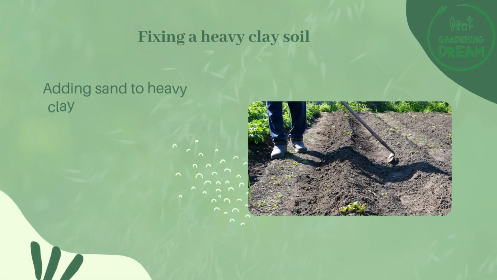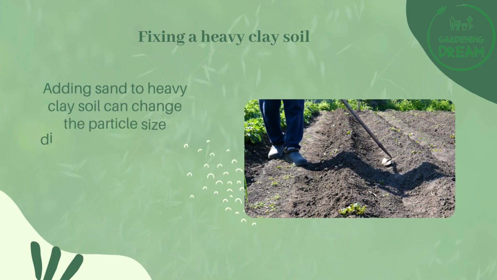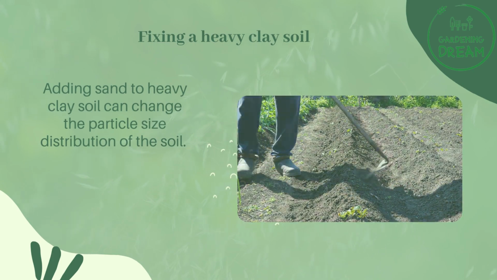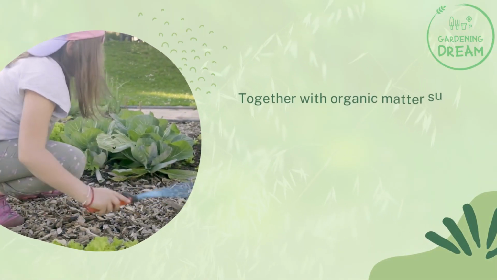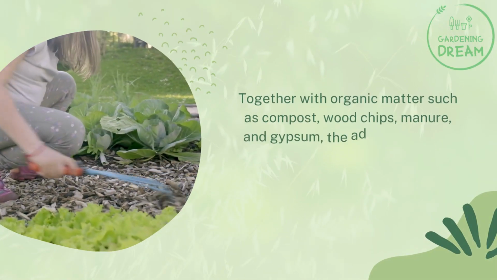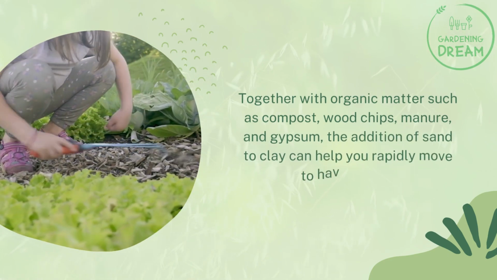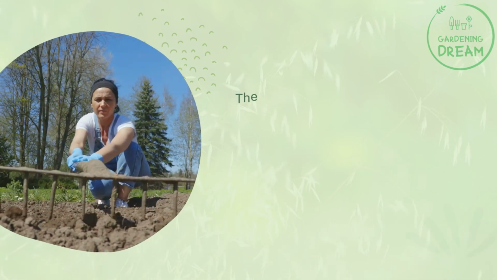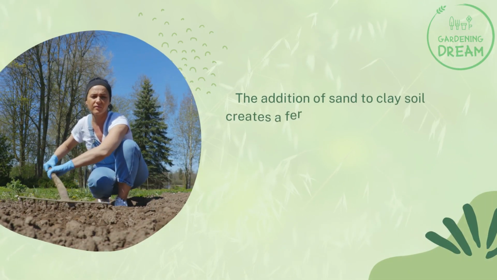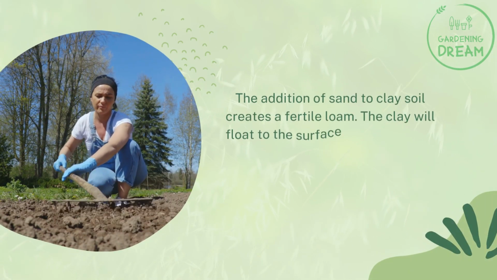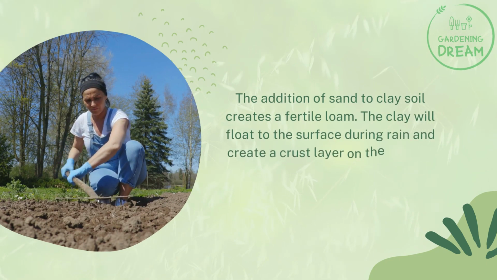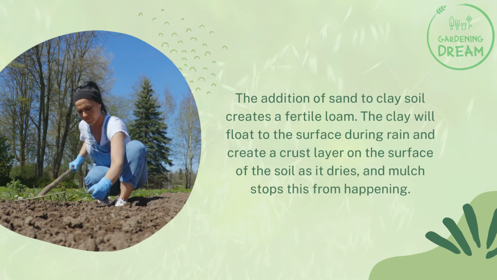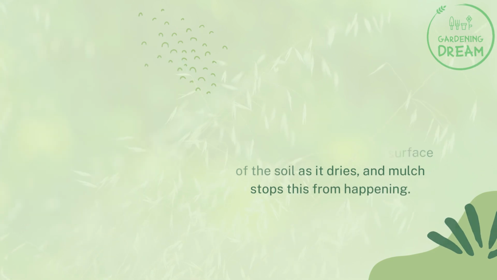Fixing a heavy clay soil. Adding sand to heavy clay soil can change the particle size distribution of the soil. Together with organic matter such as compost, wood chips, manure, and gypsum, the addition of sand to clay can help you rapidly move to have a loam. The addition of sand to clay soil creates a fertile loam. The clay will float to the surface during rain and create a crust layer on the surface of the soil as it dries, and mulch stops this from happening.